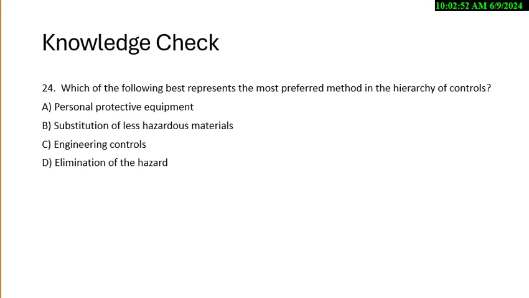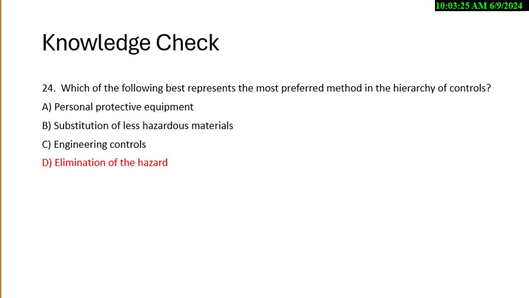Which is the best preferred method in the hierarchy of controls? Now this one is a little bit different style of question. A, personal protective equipment. B, substitution of less hazardous materials. C, engineering controls. D, elimination of the hazard. And the answer is D, elimination again.